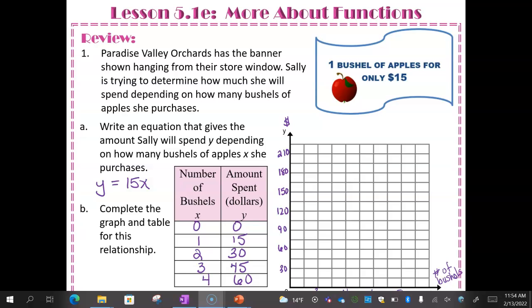I wanted to talk about something else before we plot. Anything that you plot on your x-axis is considered the independent variable. That means it stands on its own. Anything that you plot on the y-axis is called dependent because it depends on what the independent variable is doing for its value. So y is the dependent value, your outputs. X is your independent value, your inputs. So let's go ahead and plot.